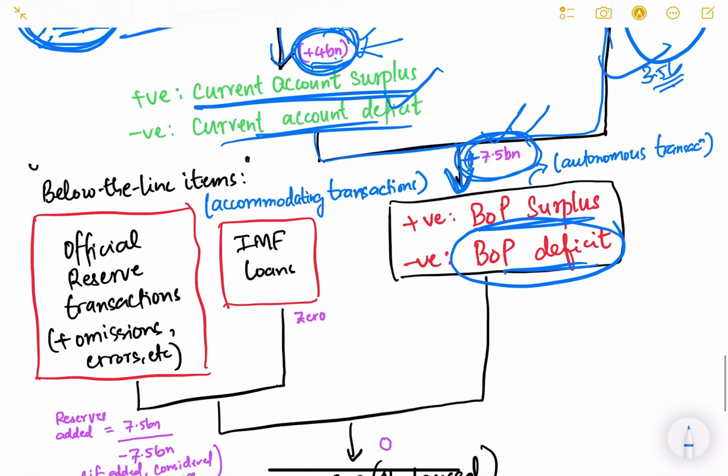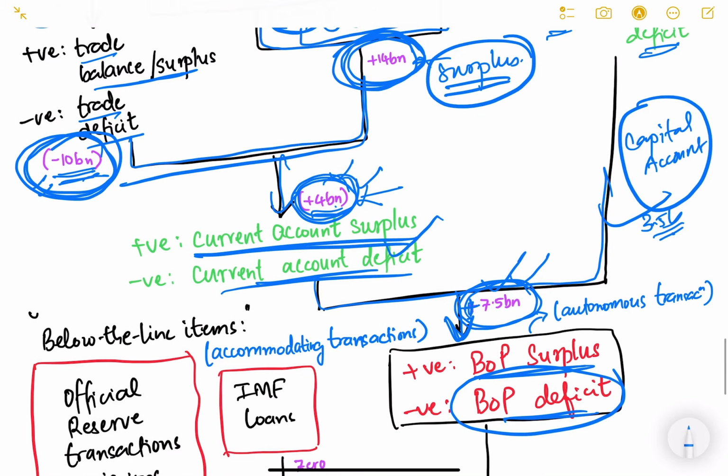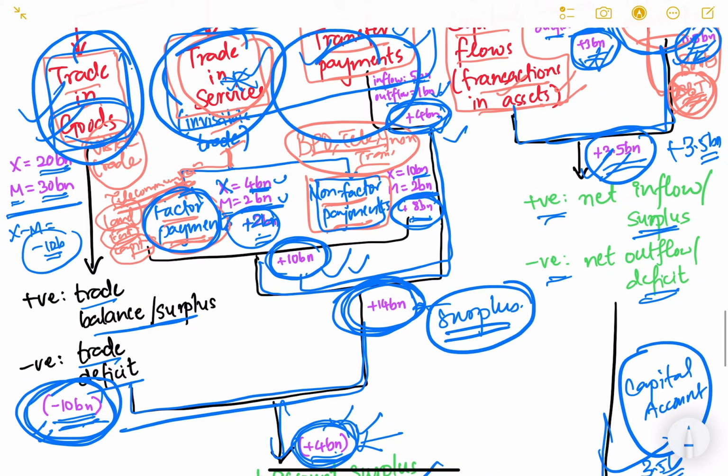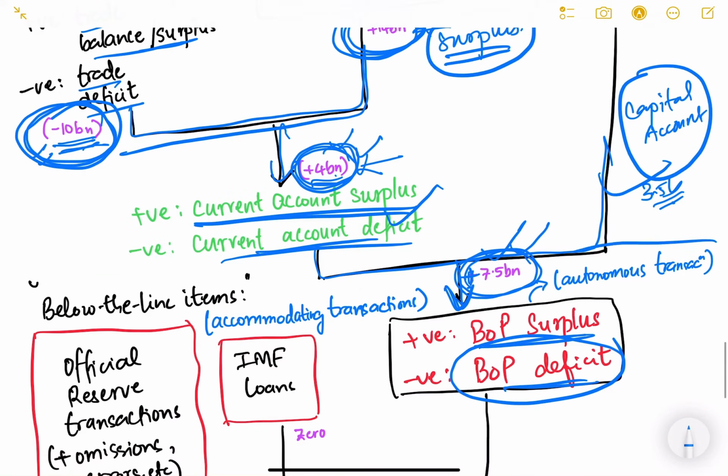Now see, all these transactions above, this trade in goods, services, transfer payments, capital flows, all these transactions are known as autonomous transactions.